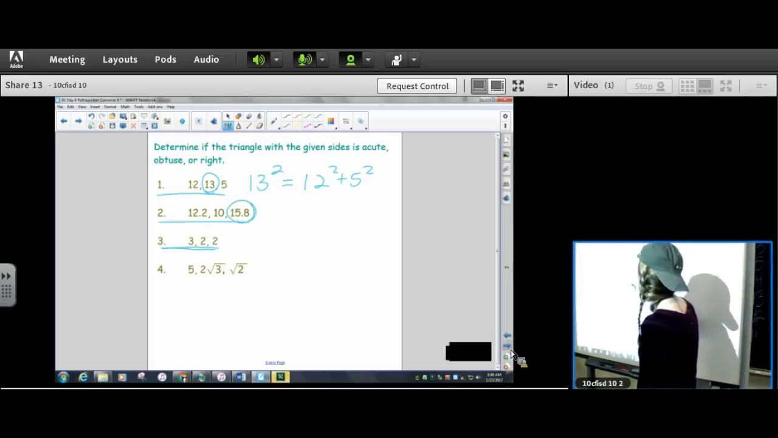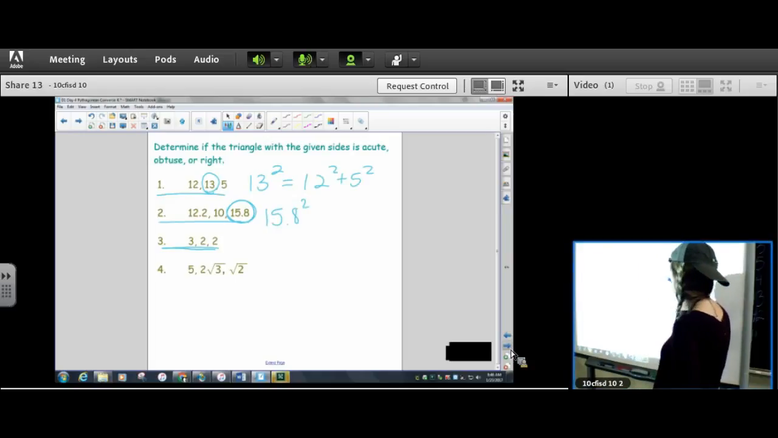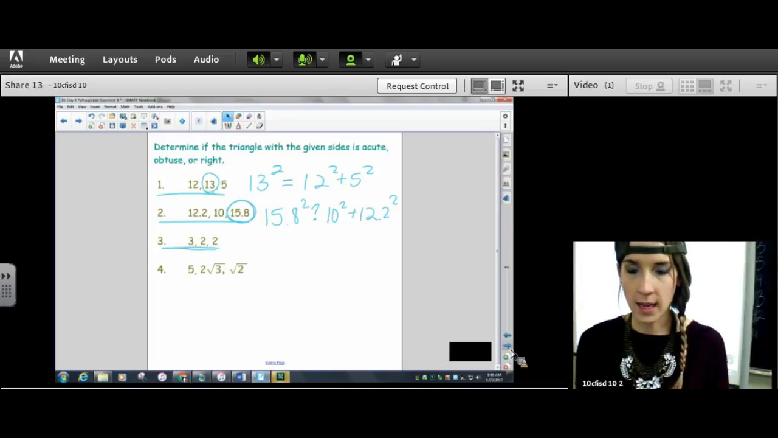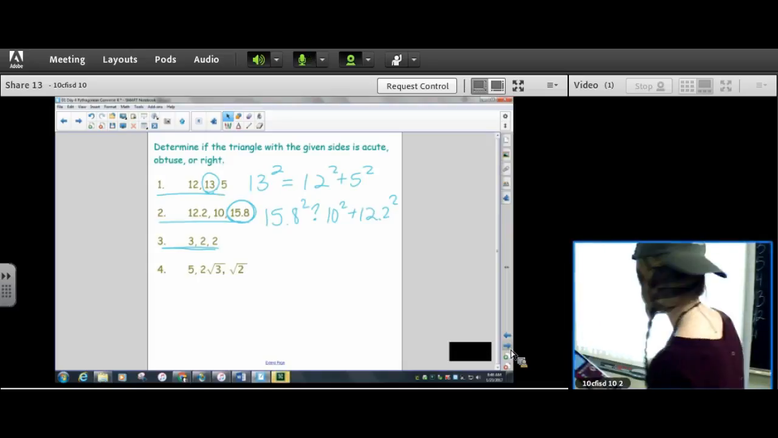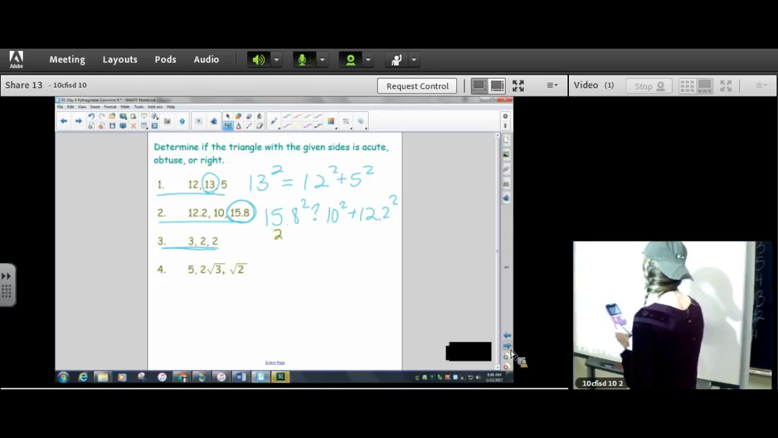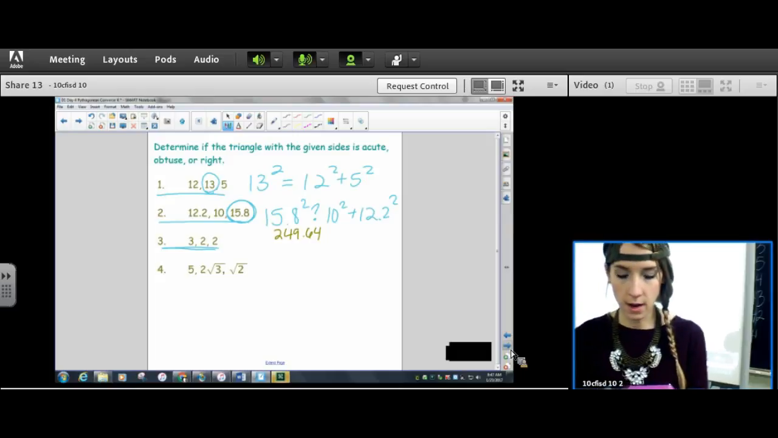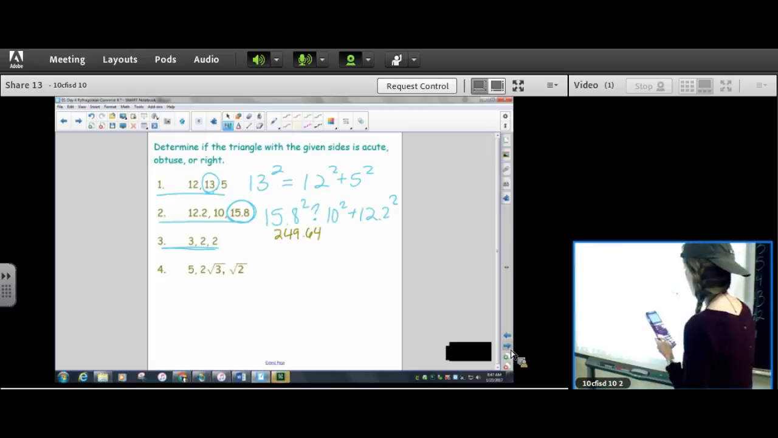First, identify your C. Then set up your equation. 15.8 squared is, I don't know, greater than, less than, or equal to 10 squared plus 12.2 squared. So we go to our calculator. And we do 15.8 squared. And we write it down. 249.64. And then we do 10 squared plus 12.2 squared. I go ahead and I add them in my calculator. I don't need to write another step.